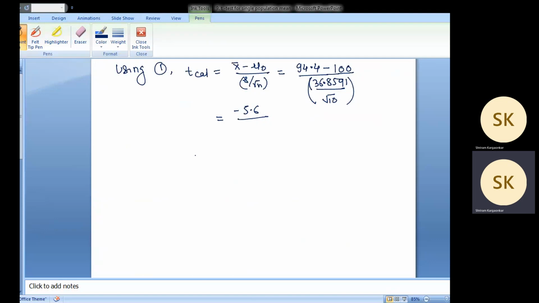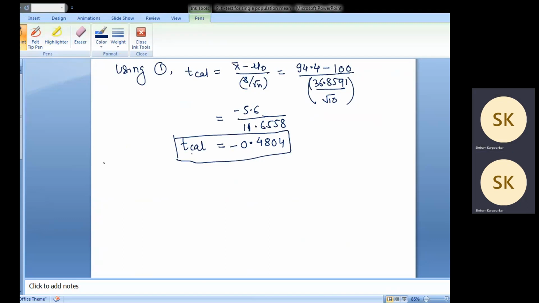So this will be 36.8591 divided by square root of 10. So this value will be 11.6558. Okay, so finally I get the calculated value. So minus 5.6 divided by the answer. So what do I get? It is minus 0.4804. Okay, so this is the calculated value.